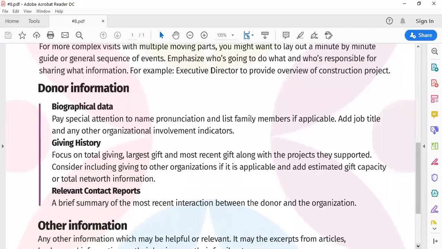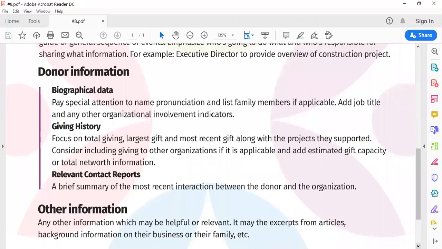Some biographical data is going to be important to pay special attention to: name pronunciation, family members if that's applicable, job titles, how they like to be called, and any other organizational involvement indicators that you think are going to be important and relevant. Then you want to give a little bit of feedback on their giving history, mention capacity if you think that's going to be impactful for the people reading this.